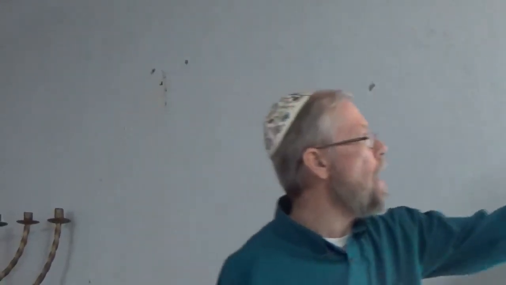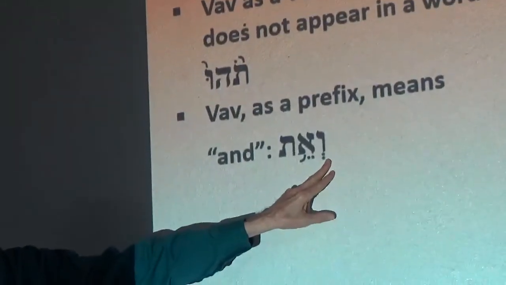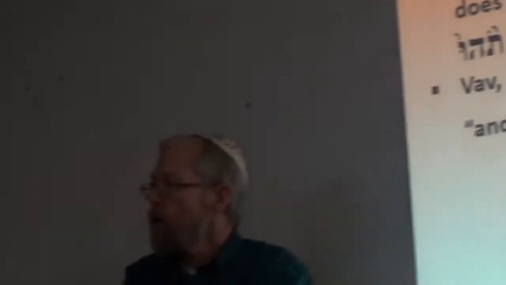The vav, the letter vav, is a word in and of itself. It is the word and, A-N-D. Most of the time, not always, but most of the time when it is being used as this connector, and, as in this and that, okay? So when it's being used as a connector, it will be added as a prefix to the word. Pre meaning to come before. In Hebrew, you add letters for both prefixes and suffixes. That is, you can add letters to both the beginning and the end.